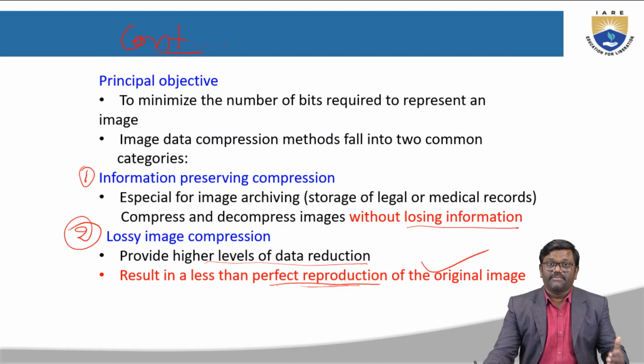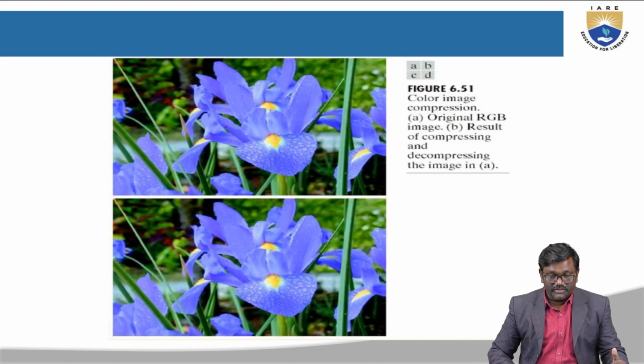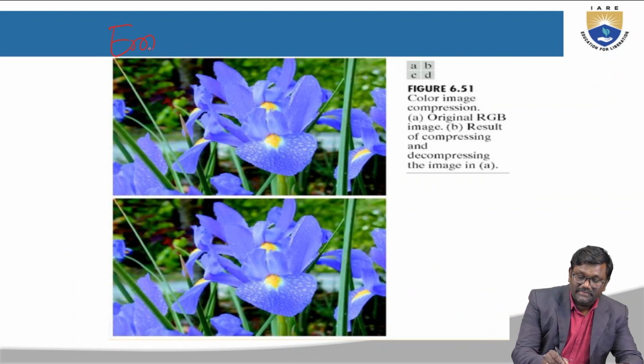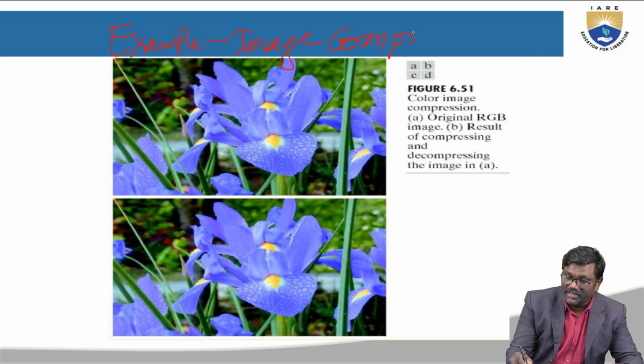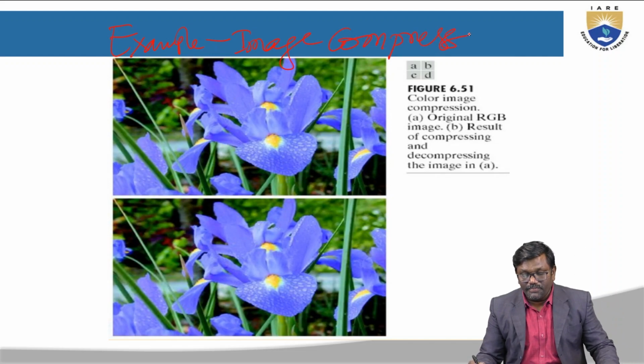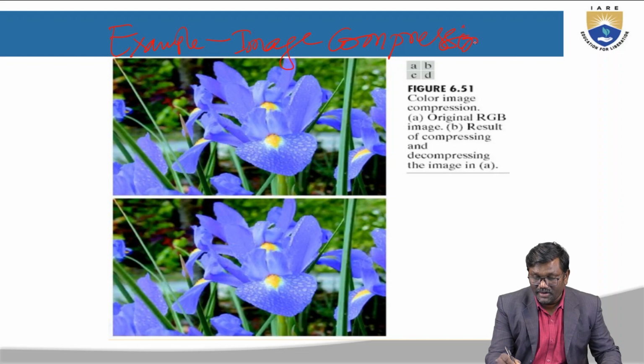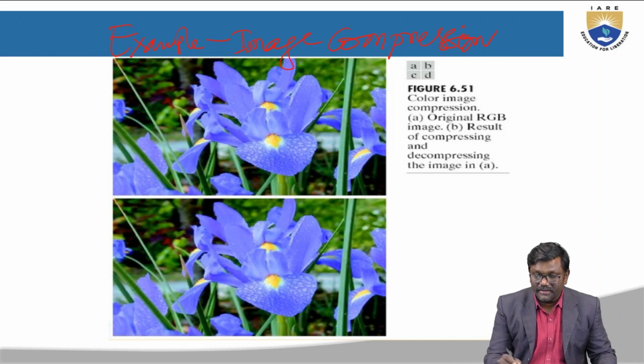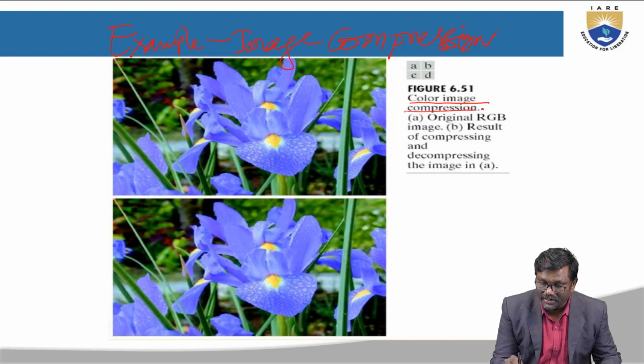I hope you got this point. Let me go with another example which we are going to use here, an example image which we are going to compress. How will compression happen? Let us say here we are taking the color image compression, where the original image is in terms of RGB.